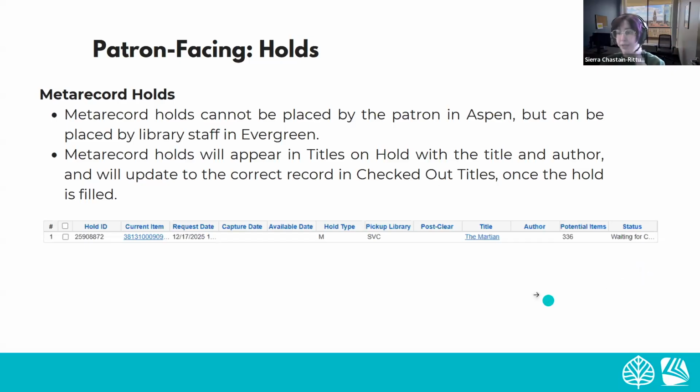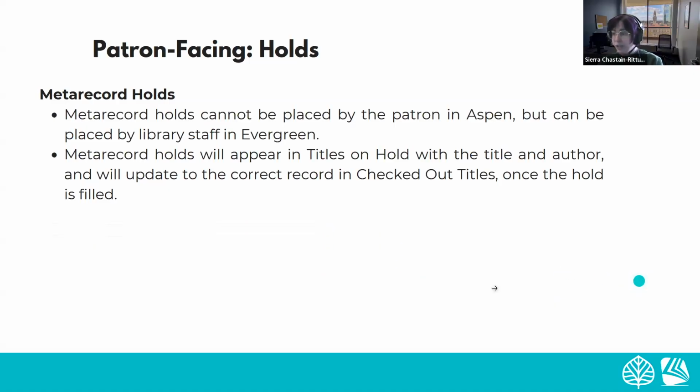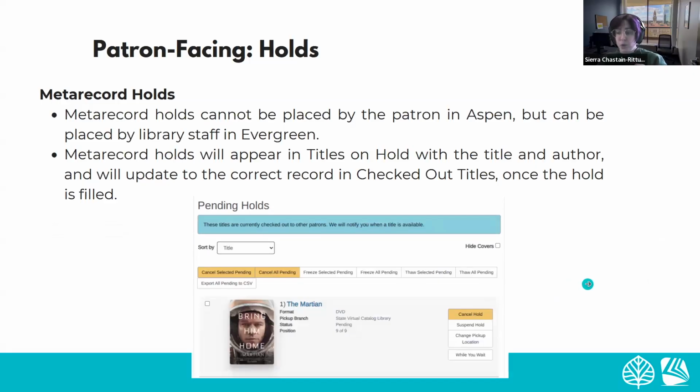So in this example, I placed a meta record hold for The Martian, and I put book, large print, audiobook, DVD. I put all the possible formats that this came out in. So this is what it looks like in Evergreen. We can see that it's a meta record hold by that M hold type. When we look in Aspen, Aspen is going to show the title, potentially the author. It didn't in this case because it pulled in the movie, but it will show the title and sometimes the author and a cover image from one of those matching records.